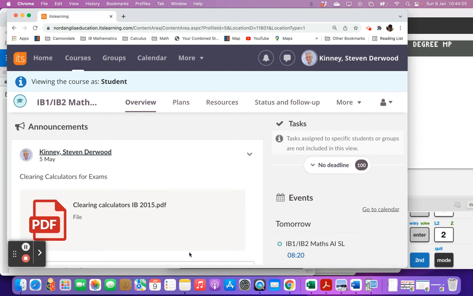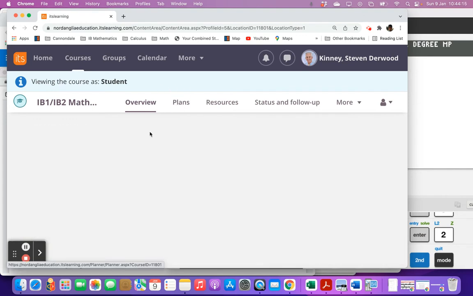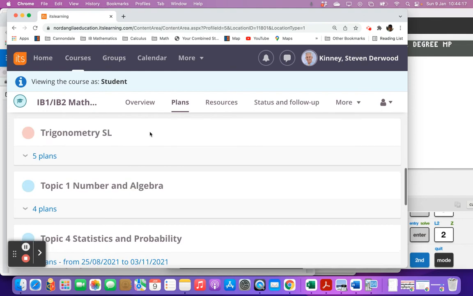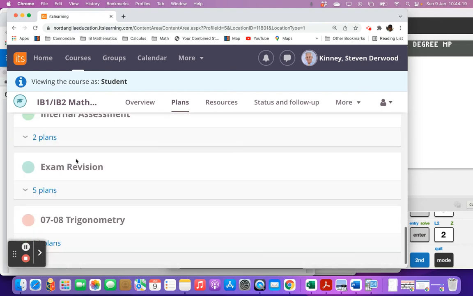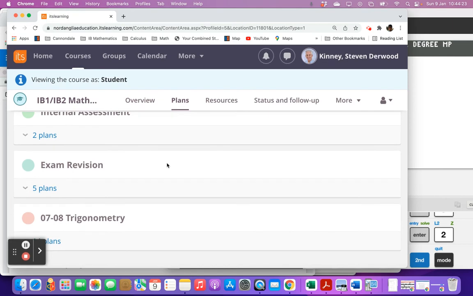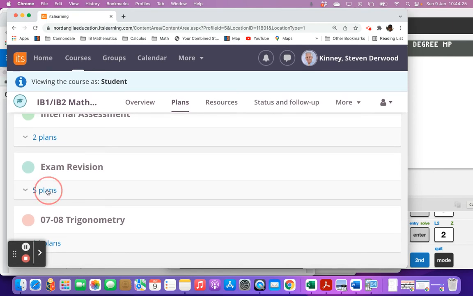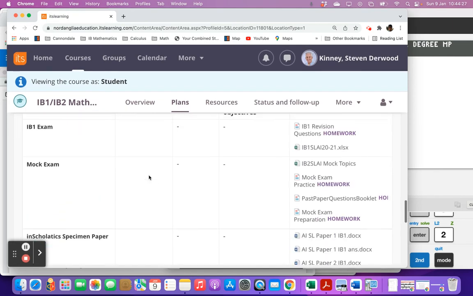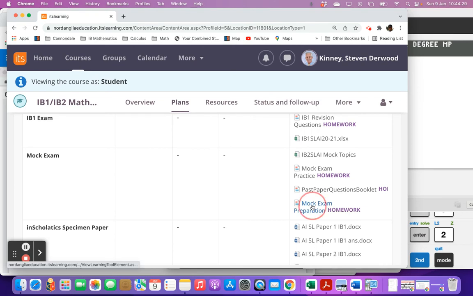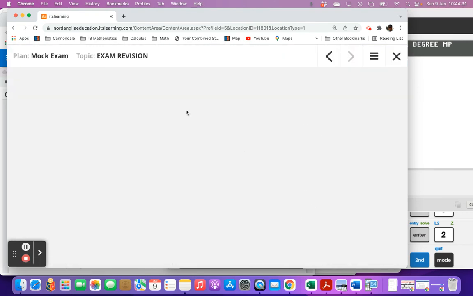I'm going to do a little bit of preparation for the mock exam. I'm looking at our It's Learning course here. If I look under plans and then under exam revision, I should have a plan in here for the mock exam, and then I'm looking at mock exam preparation.